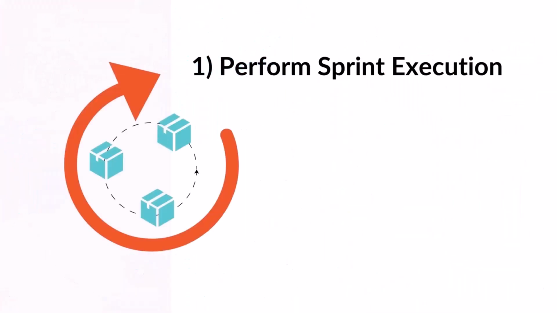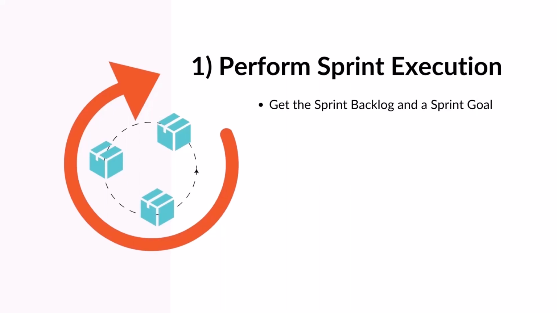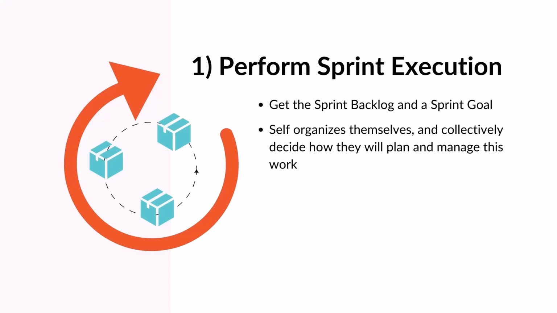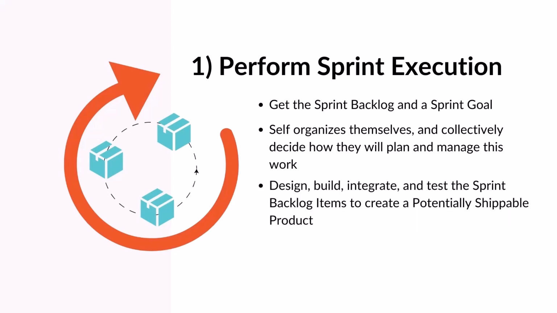Firstly, they perform sprint execution. This is what the development team would spend the majority of their time on. Once the sprint planning meeting finishes, the team gets a sprint backlog and a sprint goal that they need to work on. The development team self-organizes and collectively decides how they will plan and manage this work. It includes designing, building, integrating, and testing the sprint backlog items to create a potentially shippable product.